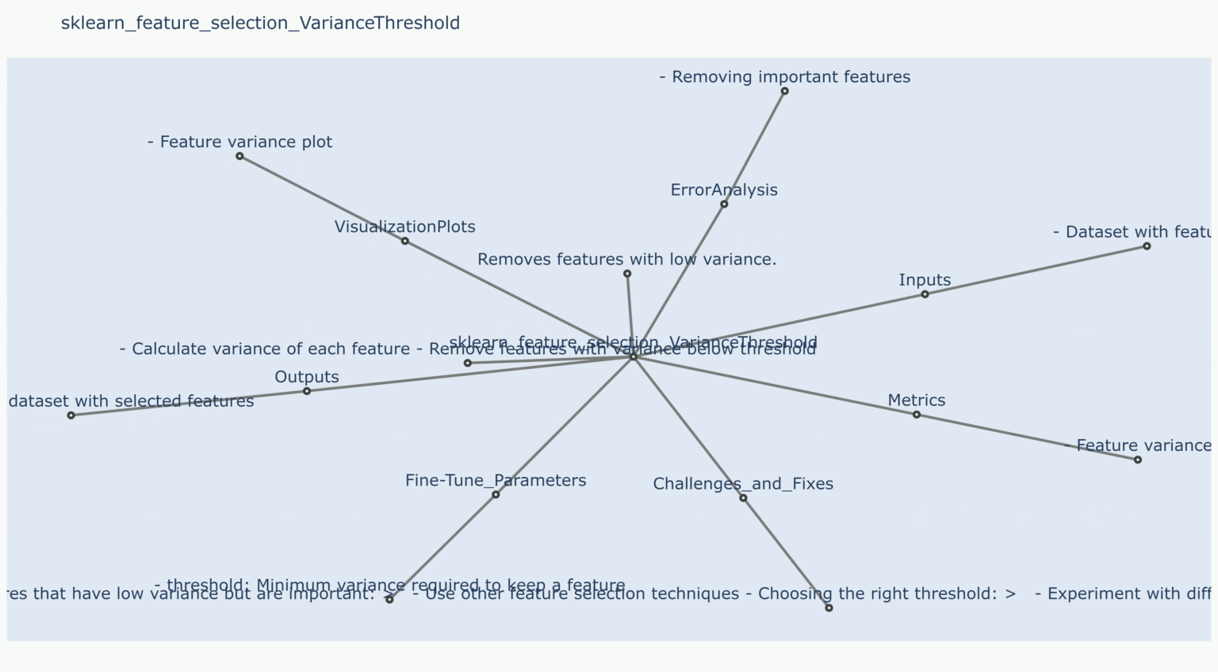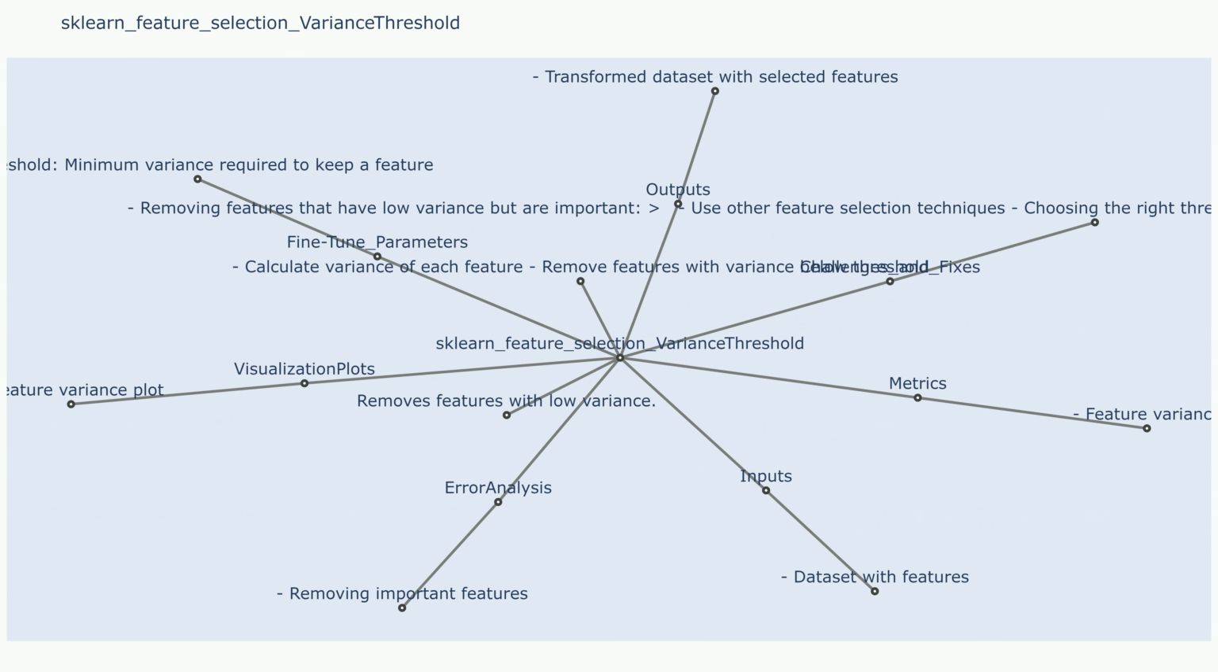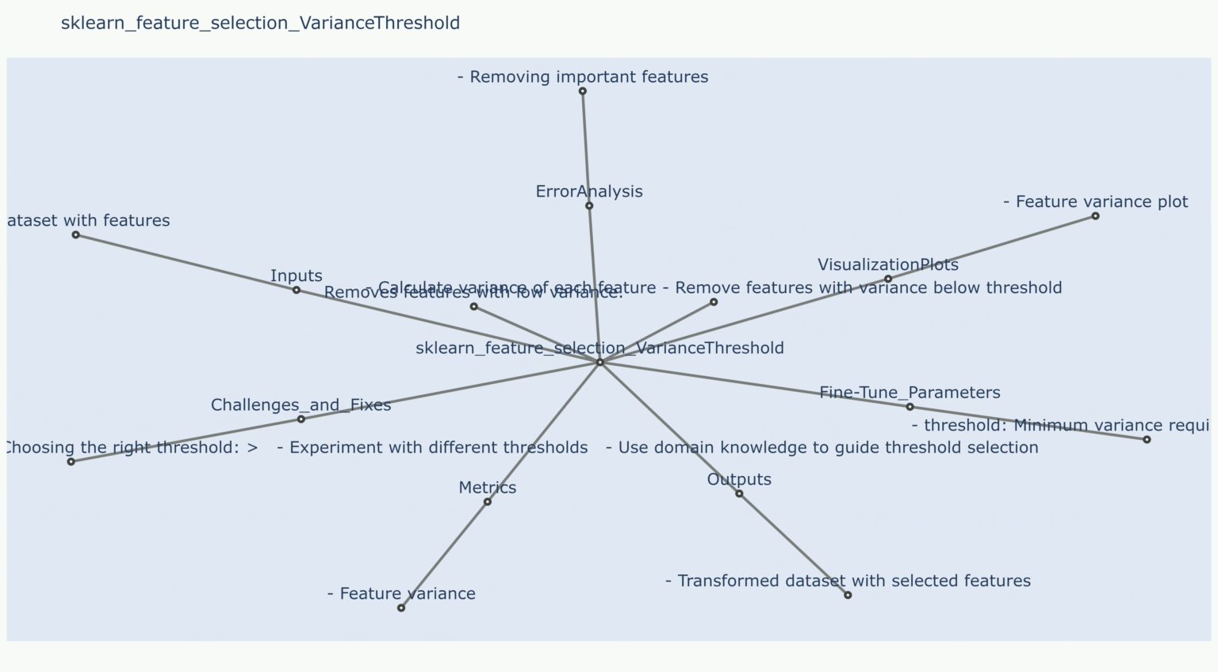Visualization plots. Histogram of feature variances. A histogram can visually display the distribution of variances across all features, allowing you to identify features with low variance. Fine-tune parameters. Threshold. This parameter directly controls which features are retained. Lowering the threshold will retain more features, while raising it will remove more features. It's important to experiment with different thresholds to find the optimal balance for your specific dataset.